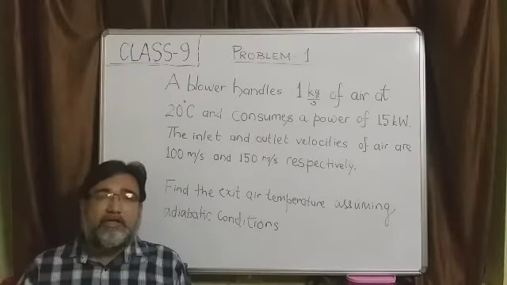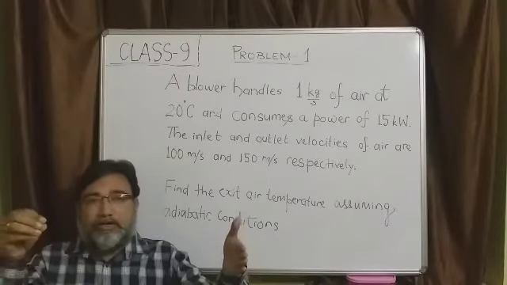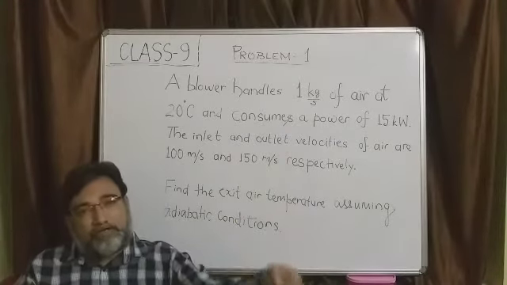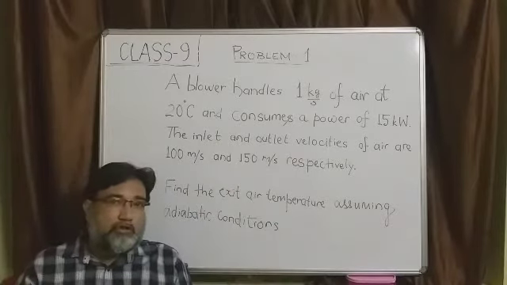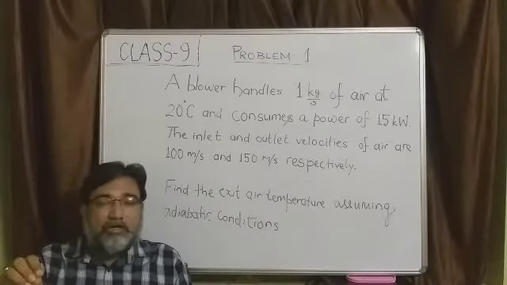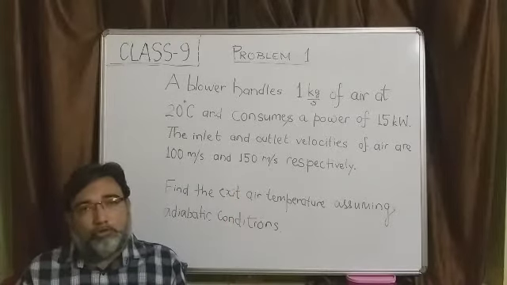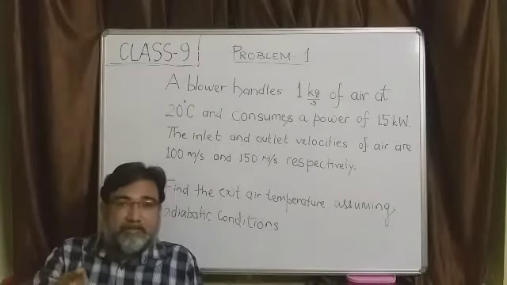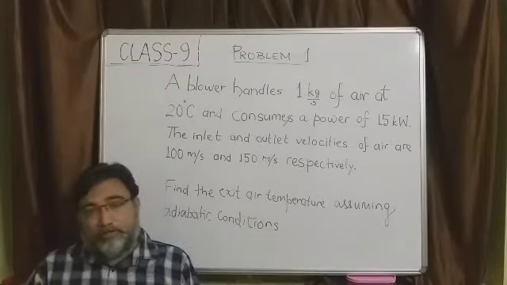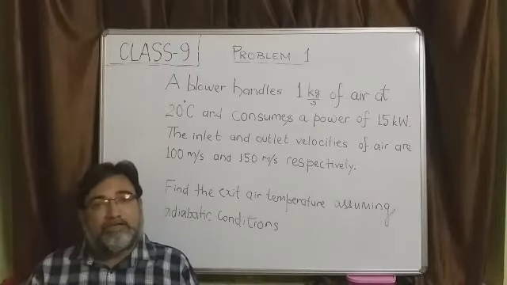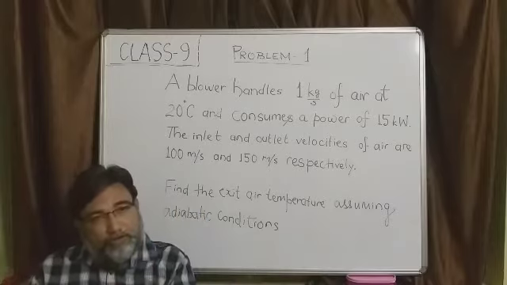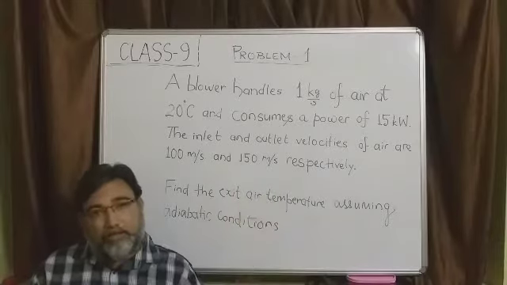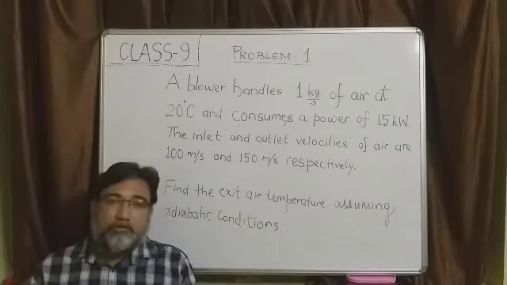And what else is given to you? You are given the inlet velocity and outlet velocity of air. That means velocity at the entry and velocity at the exit. If you correlate this to the steady flow energy equation, it is velocity at location 1 and velocity at location 2. So these are given. What do you have to find out? You have to find out the exit air temperature. The entry air temperature is given to you as 20 degrees centigrade. T1 is given to you, you have to find out T2. T2 means temperature at the exit location, that means at the outlet of the blower.